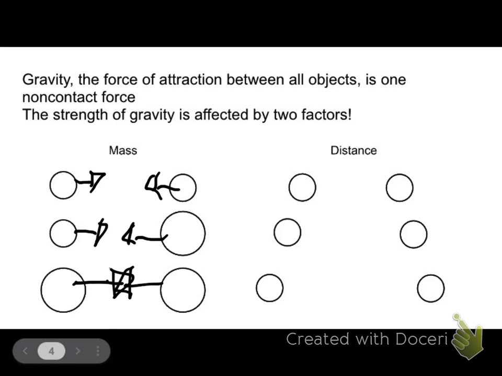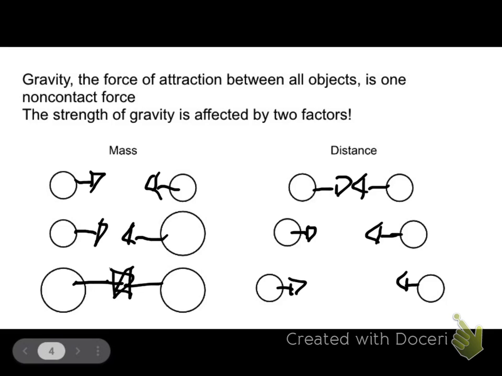Distance, on the other hand, goes the other direction. As you increase distance, you actually decrease the strength of gravity. So two objects that are close together are going to have forces of attraction that are relatively strong. And as you spread them further and further apart, those forces of attraction are going to weaken. So you could summarize that by saying larger distance equals less gravity. So as mass increases, gravity increases. As distance increases, gravity decreases.